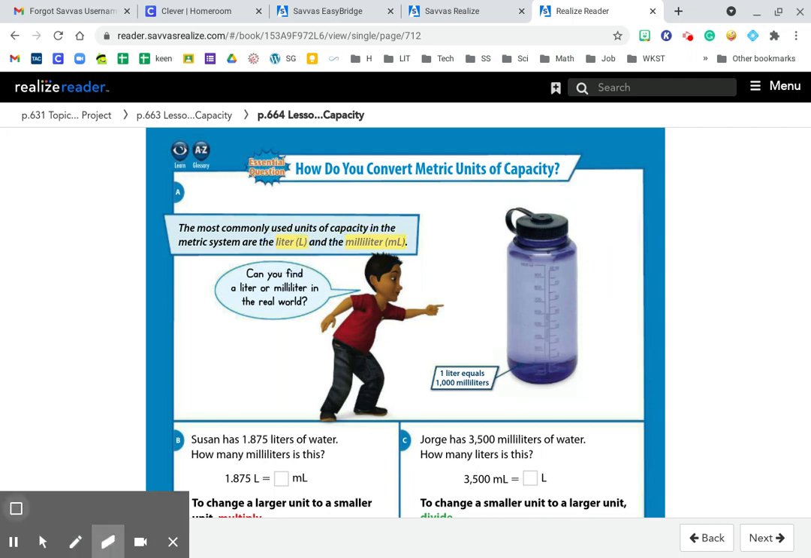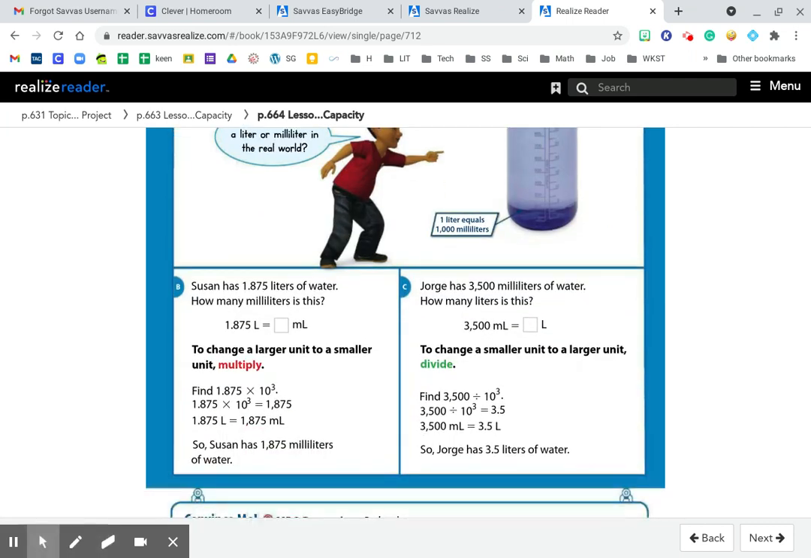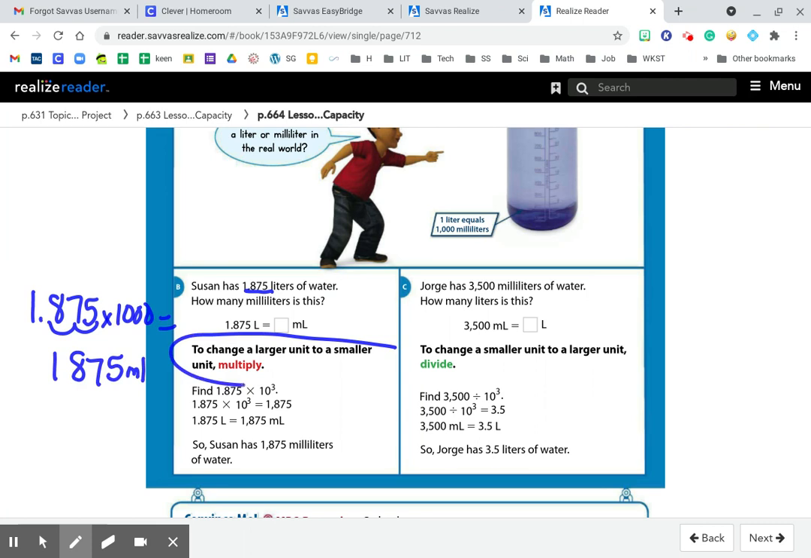So Susan has 1.875 liters of water. How many milliliters does she have? So she's going from larger to smaller. She's going to multiply by 1,000. So she winds up moving the decimal when you multiply by 1,000. We're going to move the decimal 3 places. So she winds up with 1,875 milliliters. And don't forget, the change from a larger unit to a smaller unit, you multiply.